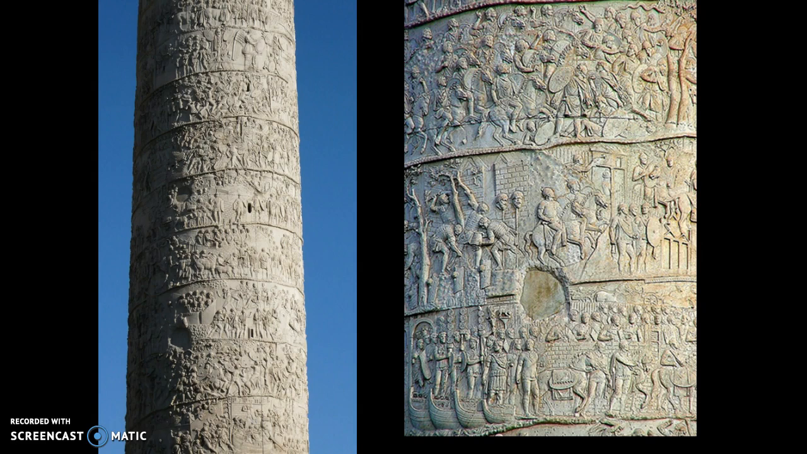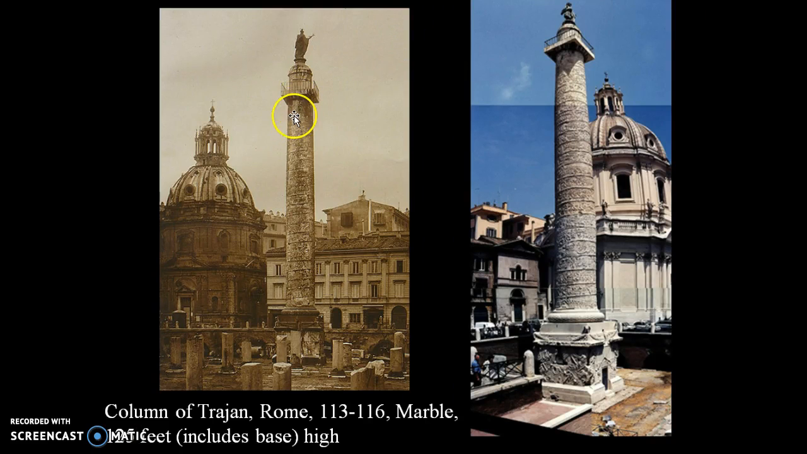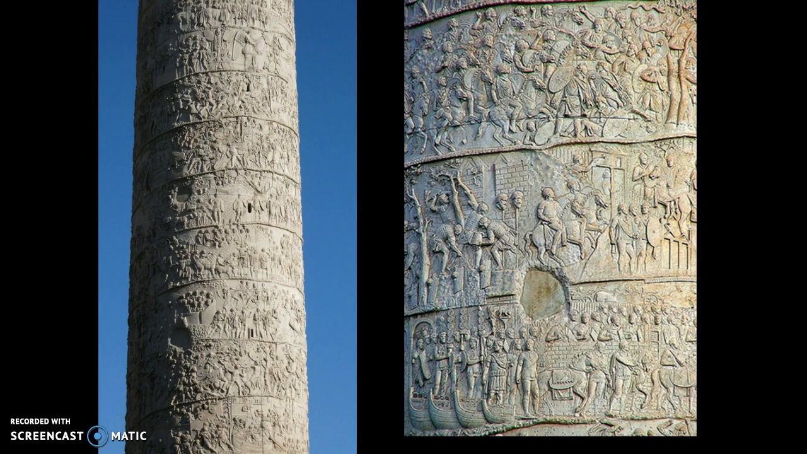Now the registers at the top are actually bigger. At the bottom the registers are about 3 feet, and when you get to the top they get bigger, to 4 feet, so that it helps you read it. Originally in the base would have been Trajan's ashes. So it's the story of this campaign.